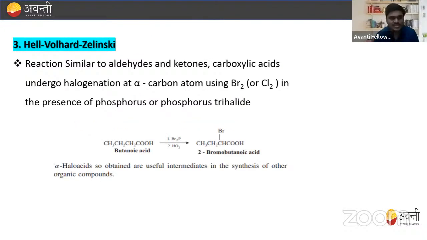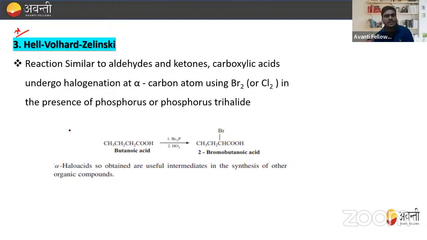Now, what is HVZ? That is Hell, Volhard, and Zelinsky. Similar to aldehydes and ketones, carboxylic acids undergo halogenation at the alpha carbon atom using Br2 or Cl2 in the presence of phosphorus or phosphorus trihalide. So what is the HVZ reaction? This is a very, very important reaction, so just try to learn this reaction.